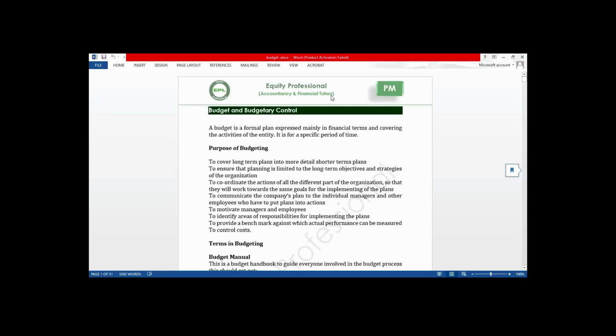You can also use budget to motivate managers and employees because the budget will tell us what the company plans to achieve within a specified period. Individual managers and employees are motivated to work towards what the company wants to achieve. In other words, we can use budget as a performance measure, to measure the performance of individual managers and employees.